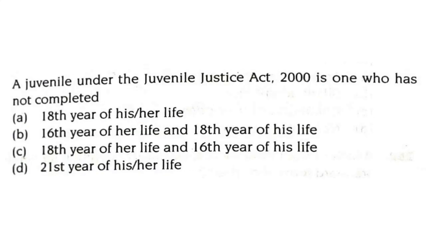A juvenile under the Juvenile Justice Act 2000 is one who has not completed the 18th year of his or her life: 16th, 18th or 21st.